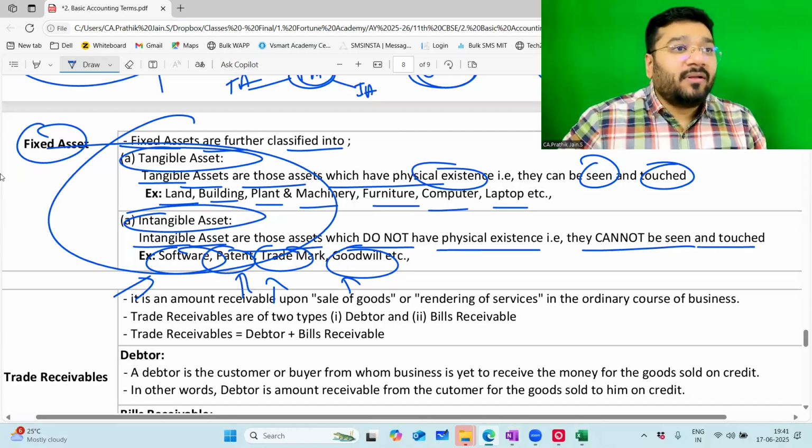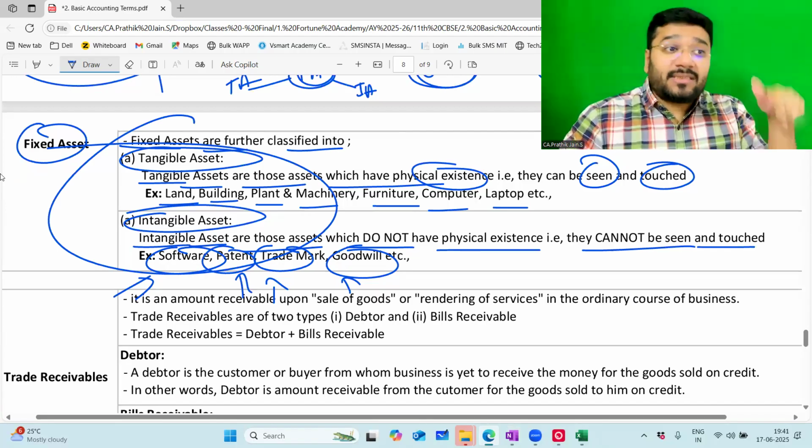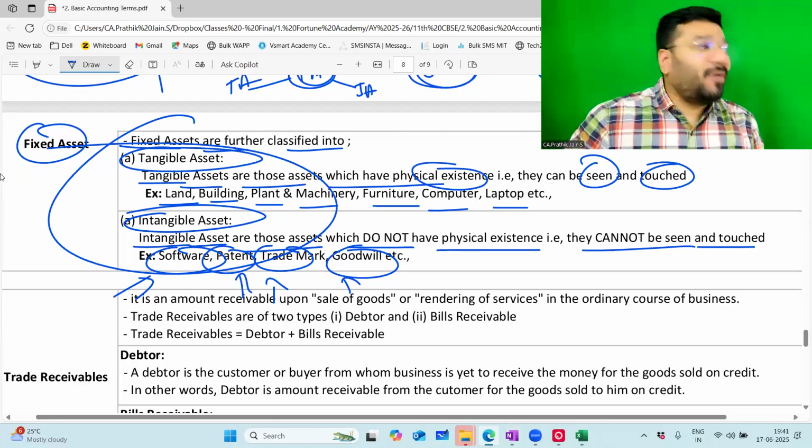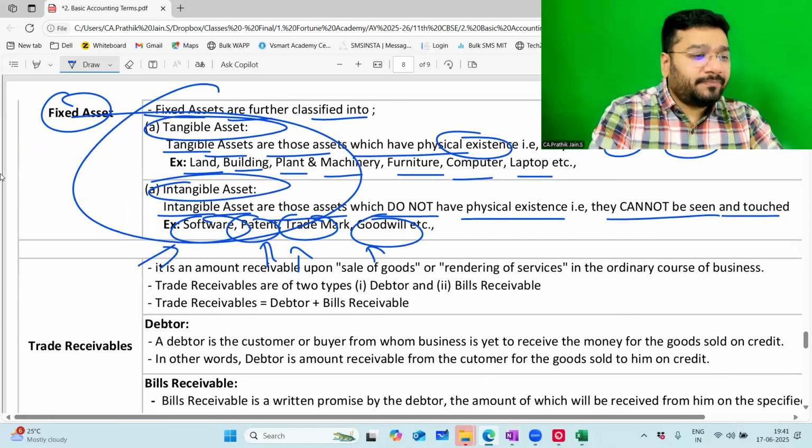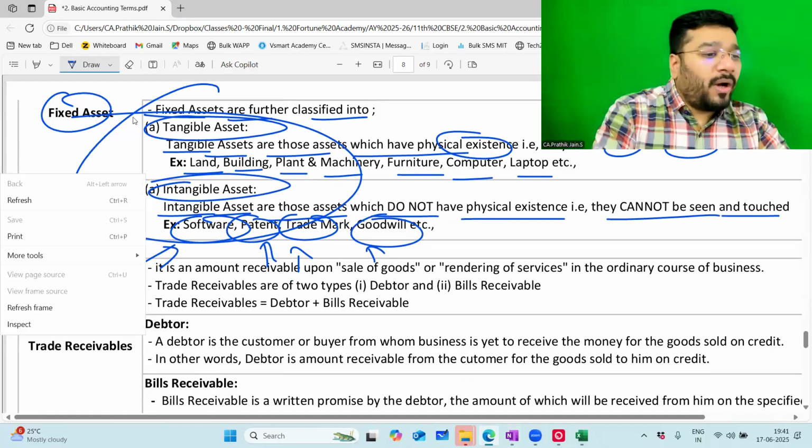Okay? Current, non-current, why didn't I explain? Because I'll be discussing this in depth in 12th. In 11th, I'm discussing only what is applicable. Any problem? So now, what did we discuss first, people?